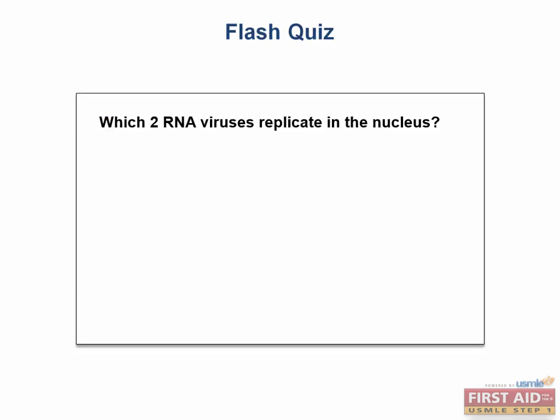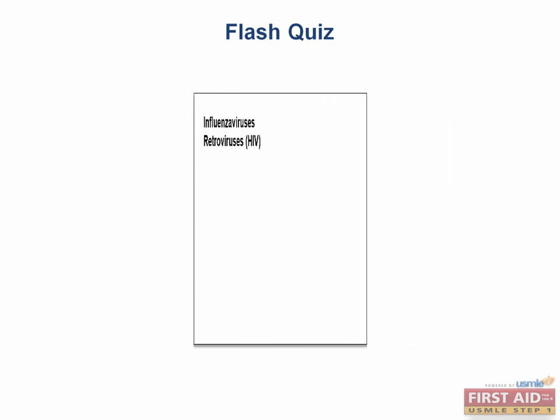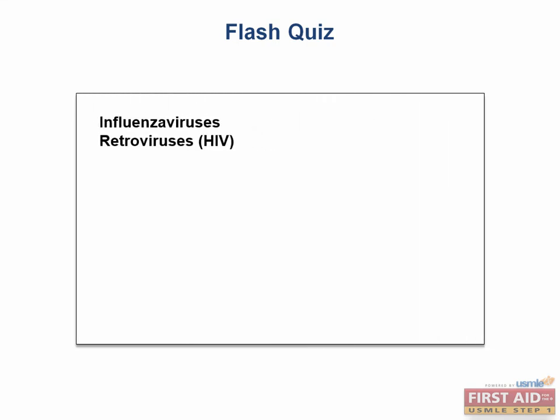Now time for a flash quiz. Which 2 RNA viruses replicate in the nucleus? The influenza viruses and the retroviruses are the 2 viruses that replicate in the nucleus. Remember, the retroviruses reverse transcribe their RNA into DNA, and then it's integrated into the genome of the host cell. In order to do this, the virus needs to be in the nucleus and replicating.